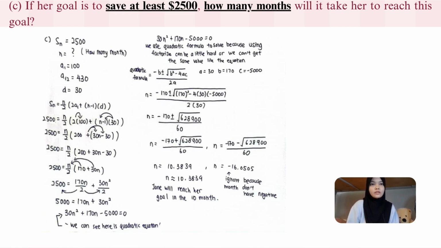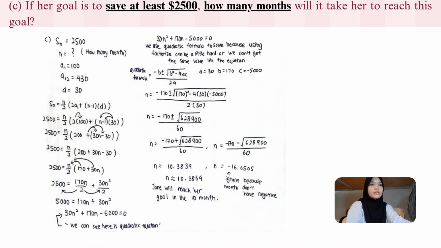For the last question C, if her goal is to save at least $2,500, how many months will it take her to reach this goal? So the question gives the value for the summation of n, which is 2,500, and n is the value that we need to find, which is how many months. So we can put all the information into the summation formula because we already know that A1 is 100, d is 30. So here we got the quadratic equation.